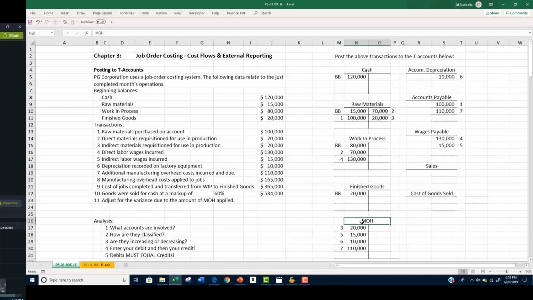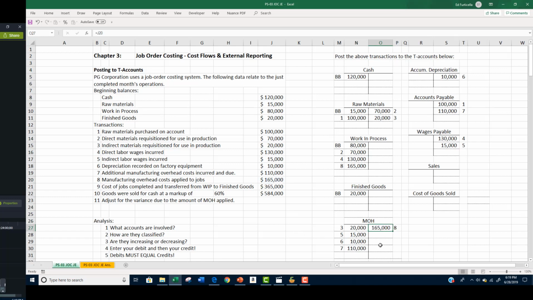What we're going to do here is go to the debit side of work in process, enter transaction number 8, and debit the account for $165,000. Next, we are going over to the credit side of manufacturing overhead, entering number 8, and the $165,000 of overhead applied. So we debited work in process for $165,000 and we credited manufacturing overhead for $165,000.